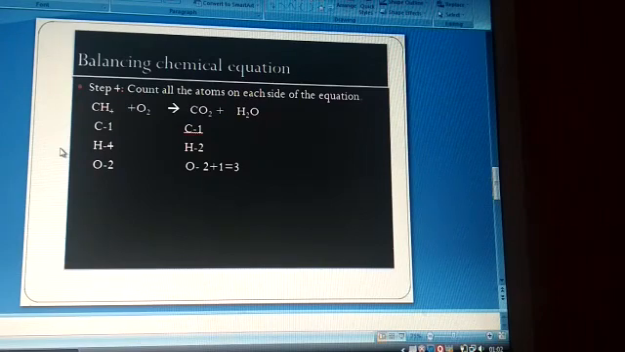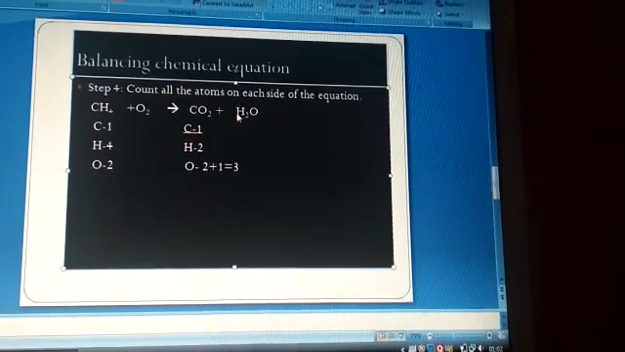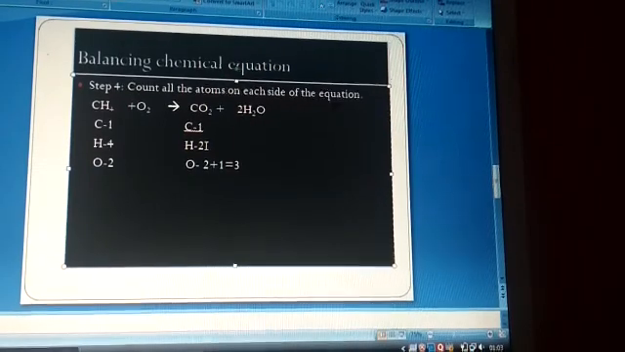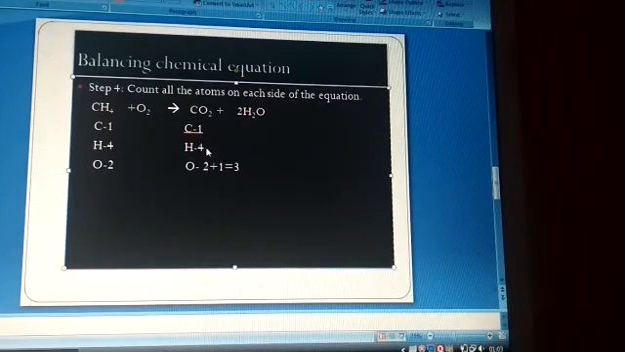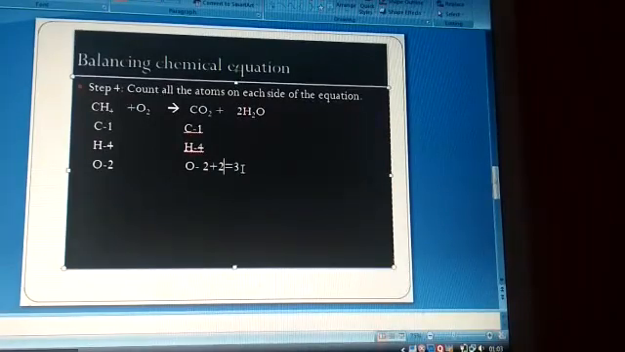Okay. When I balance this equation, carbon is balanced here. I have to balance hydrogen and oxygen. To balance hydrogen, I will write here 2. So when I write 2, hydrogen on the product side also becomes 4, and how much oxygen is on the product side? It is 4, 2 plus 2. So it becomes 4.